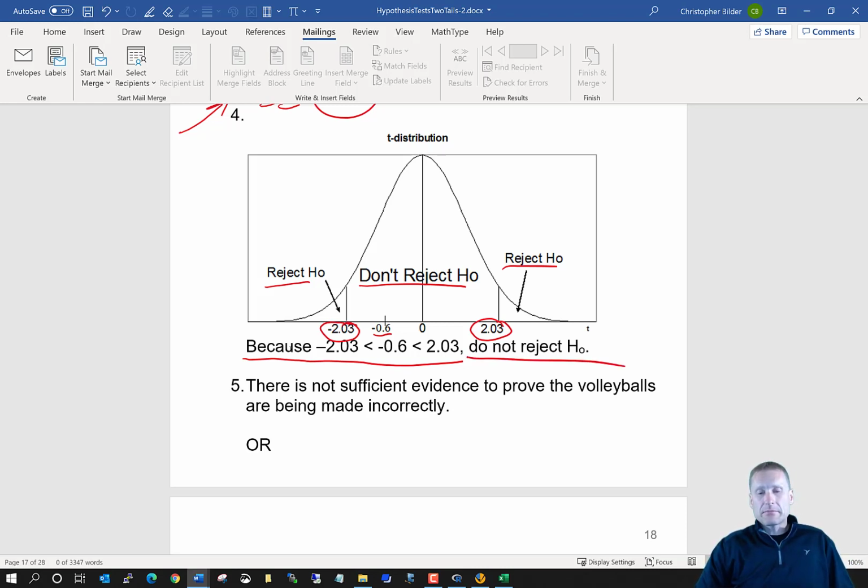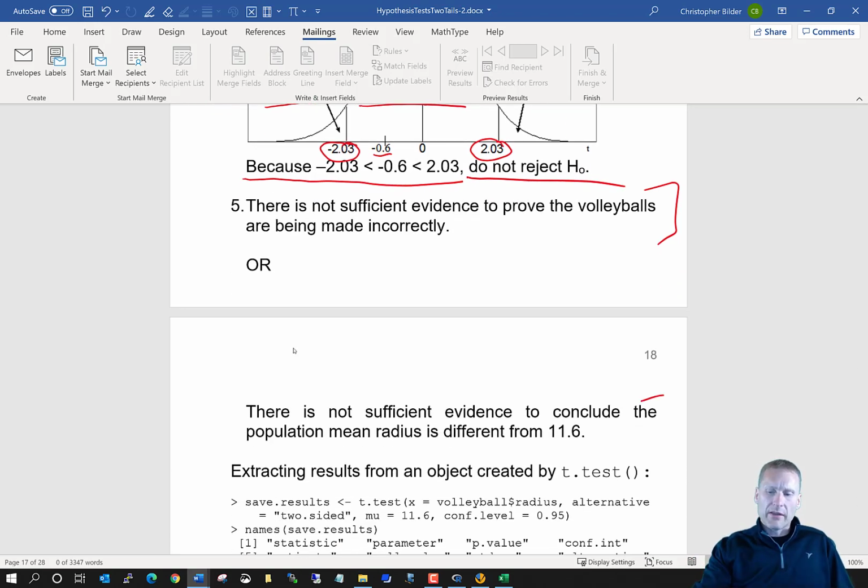That's how it's done. But again, let's think about how we're doing this. What these critical values are giving us is a probable region for the test statistic to fall within if the null hypothesis was true. And indeed, negative 0.6 did fall within that region. So that's why we don't reject H0. So step 5, what does this mean in terms of the original problem? Well, there's not sufficient evidence to prove the volleyballs are being made incorrectly, or instead you can word it like this: there's not sufficient evidence to conclude the population mean radius is different from 11.6.